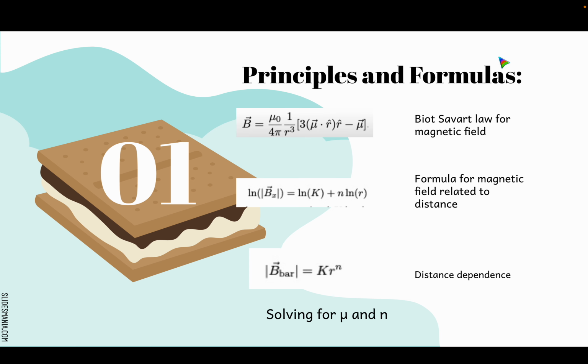Here are the principles and formulas we applied in this lab. We can use Biot-Savart law to calculate the magnetic field, and then we also use the distance dependence formula to calculate the useful variables mu and n in the later part.